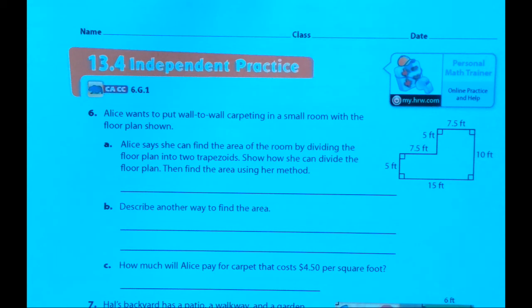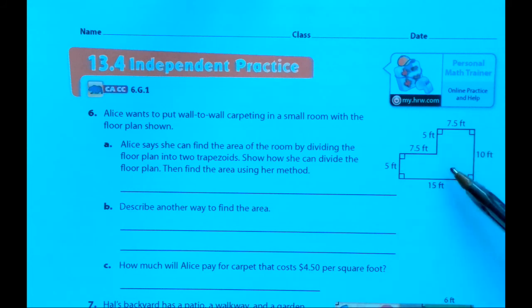All right, so we're starting with problem number 6. Alice wants to put wall-to-wall carpeting in a small room with the floor plan shown, which is over here on the right-hand side of your paper. See that? A floor plan is sort of like a tops-down view of the shape of a room. You can see this has 1, 2, 3, 4, 5, 6 walls to it, which makes it a hexagon. And wall-to-wall carpet means from one wall to the next, the whole entire floor would be covered with carpet.